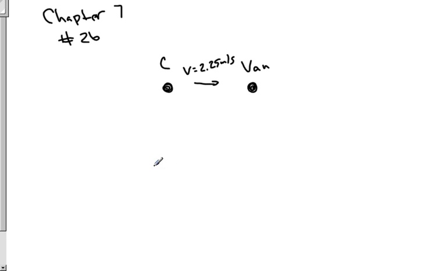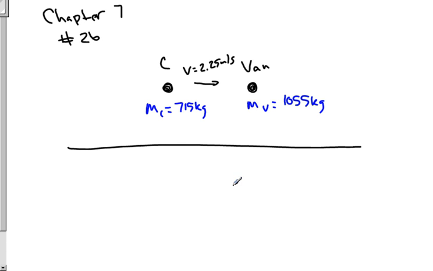We know that the mass of the car is equal to 715 kilograms, and the mass of the van is equal to 1,055 kilograms. This is an elastic collision, it tells us, so after the collision, the van is moving most likely to the right. And we're not quite sure what the car is doing.